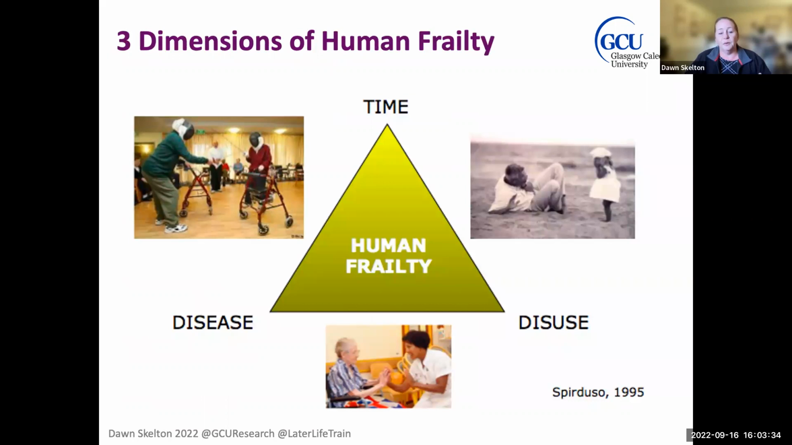So first of all, why do we see falls in social care? I mean, essentially, falls are a symptom of frailty. Not all fallers are frail, and not all frailer older adults are fallers. But as we get older, time takes its toll on our muscles and our balance systems. Disease will add to that, and disuse or lack of movement. All of those three things contribute to human frailty.